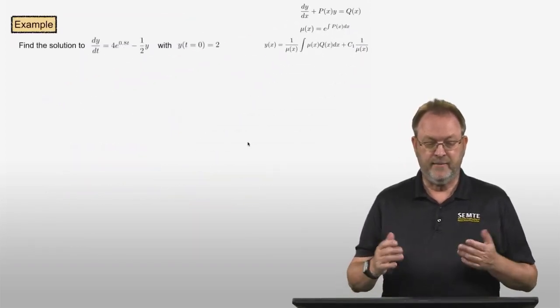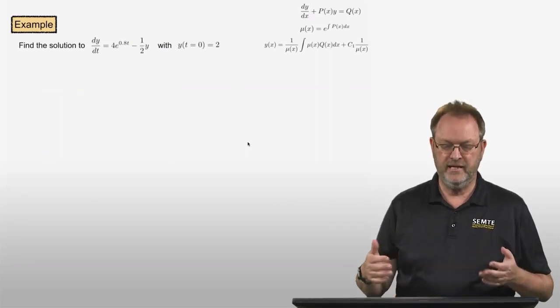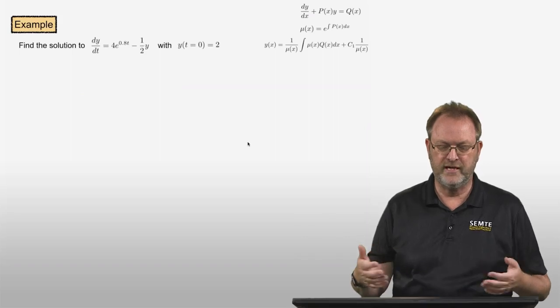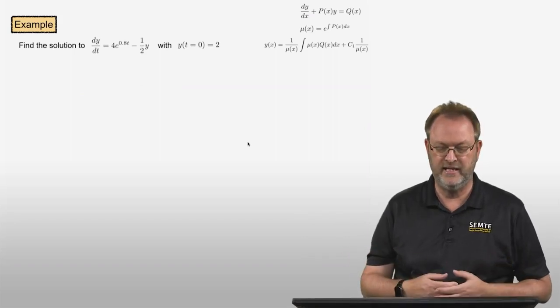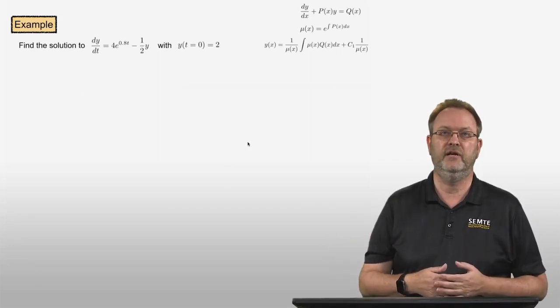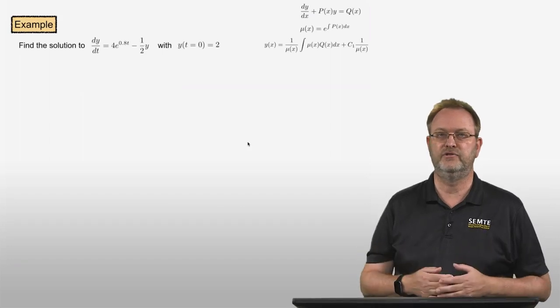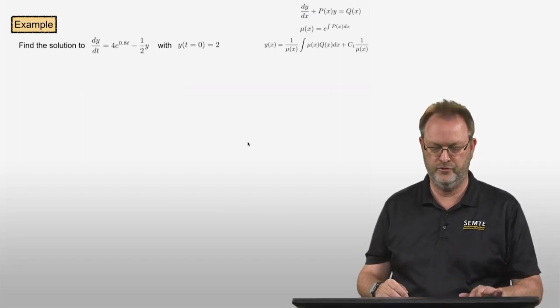So let's do an example for this. Let's find the solution to dy/dt is equal to 4 times e to the power 0.8 t minus a half y. And we need a constraint for this equation, an initial condition. So the initial condition is that y at t equal to 0 is equal to 2.